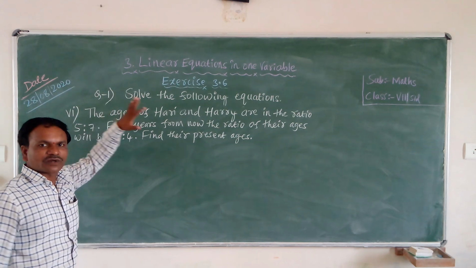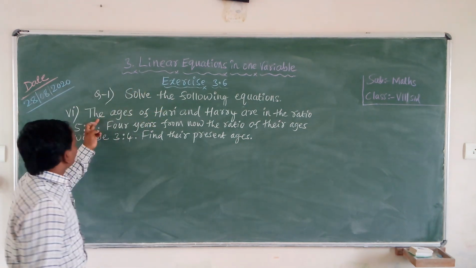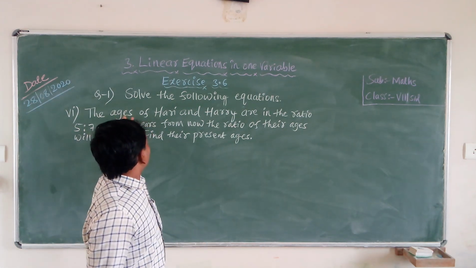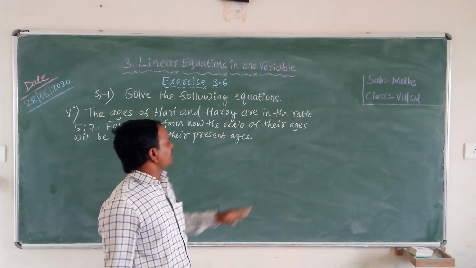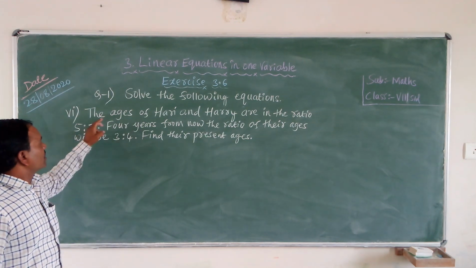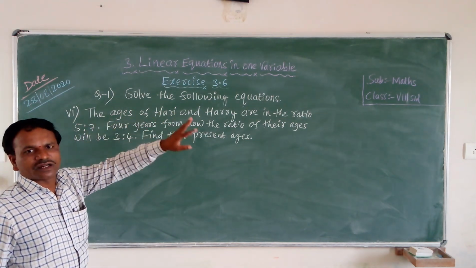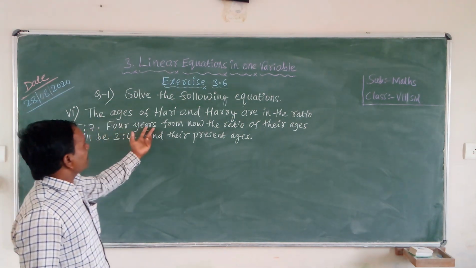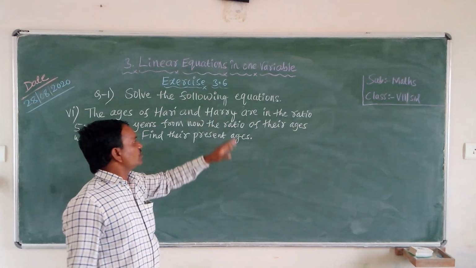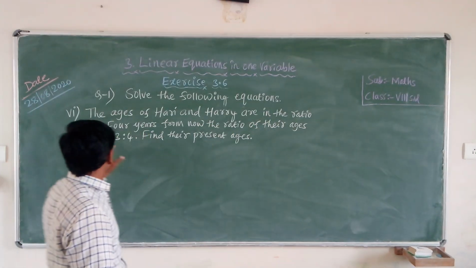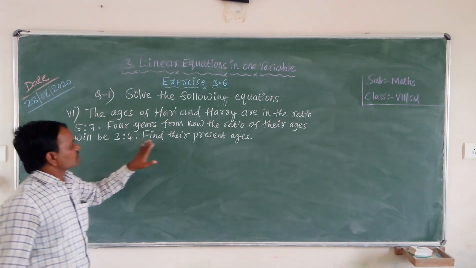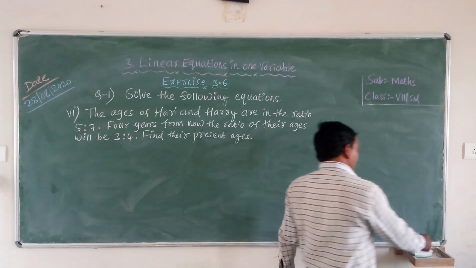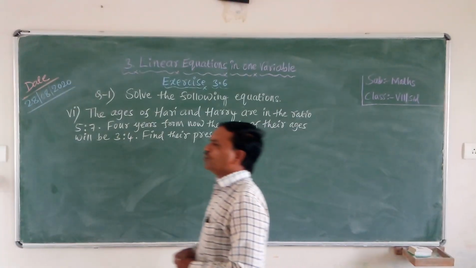Continue with the sixth question, the application problem. Now again an application problem came. The ages of Hari and Harry are in the ratio 5:7. The actual ages are not given, so take x, and the ratio is given as 5:7. 4 years from now, the ratio of their ages will be 3:4. So find their present ages. Very simple, my dear students, nothing inside. How to solve the equation?